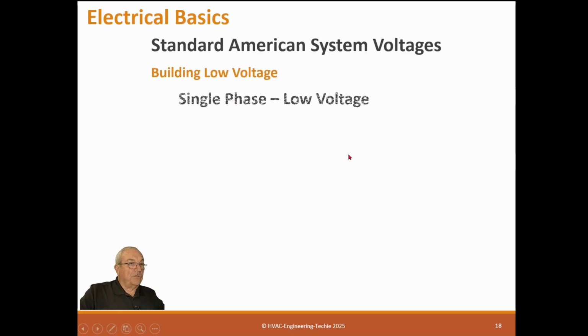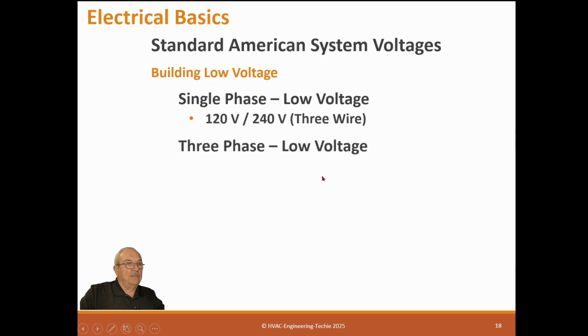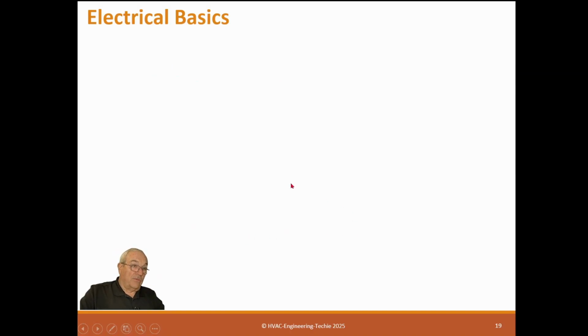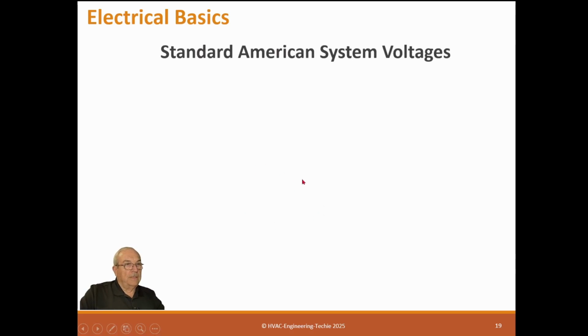Standard American voltages. Europe is kind of the same, but they don't have 110, they have 220. Single phase low voltage is 120 to 240, 3-wire. Three phase low voltage is 208 to 120, 4-wire. 480 volt, 277, 4-wire. 240 volt, 4-wire. And 600 volt, 4-wire. You can go to higher voltages, which we'll talk about, but those are the normal distribution voltages.